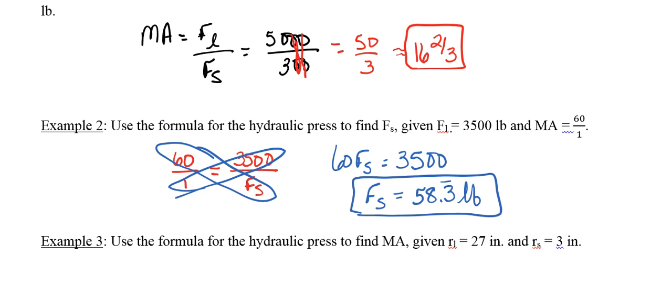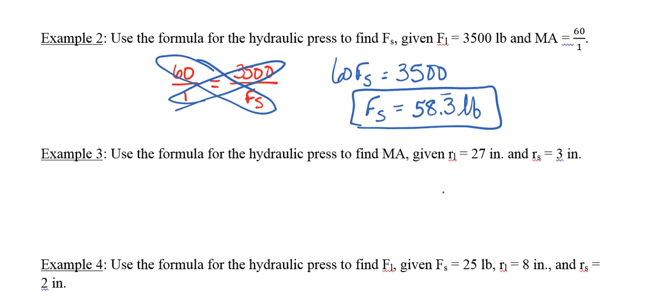So my larger object doing 3,500 pounds is my smaller object doing 58.3 pounds. Because it's saying it's increasing whatever my smaller is by 60 to get my larger one.